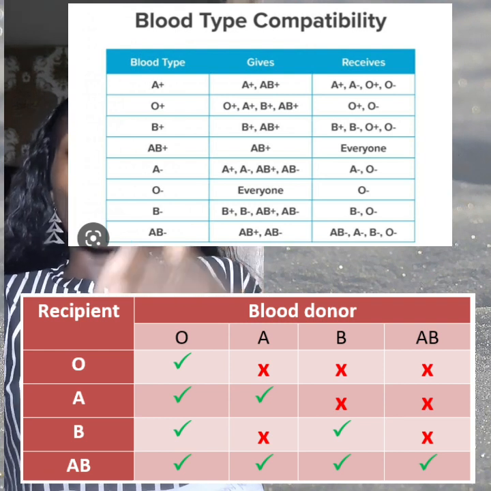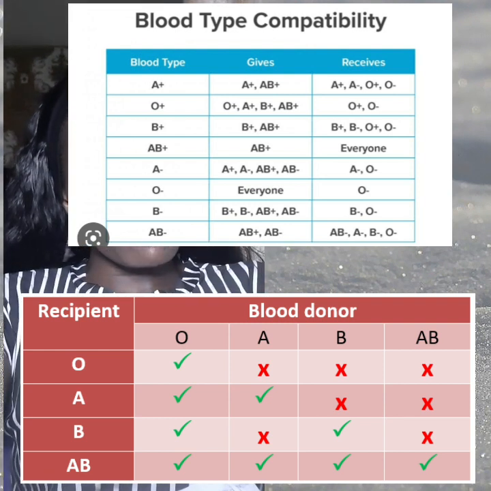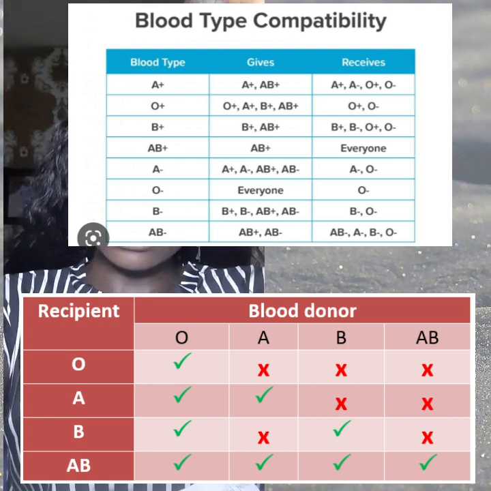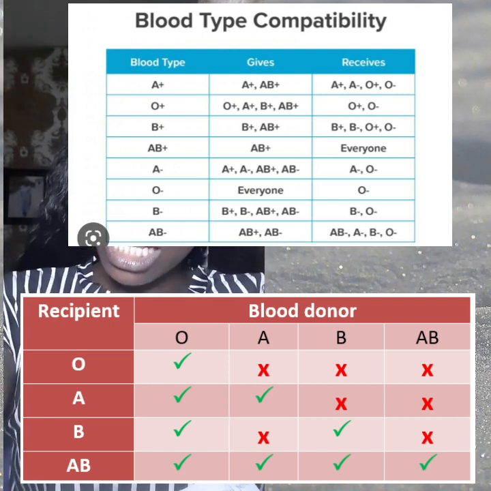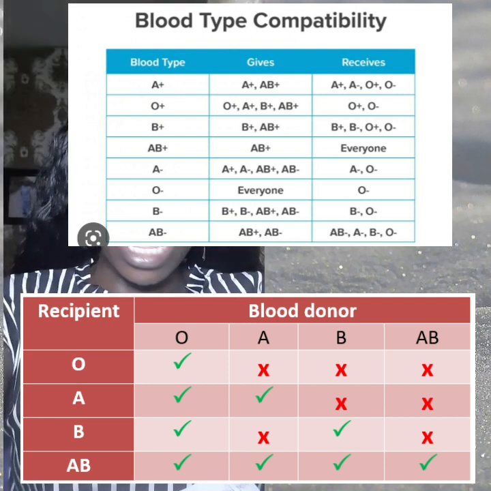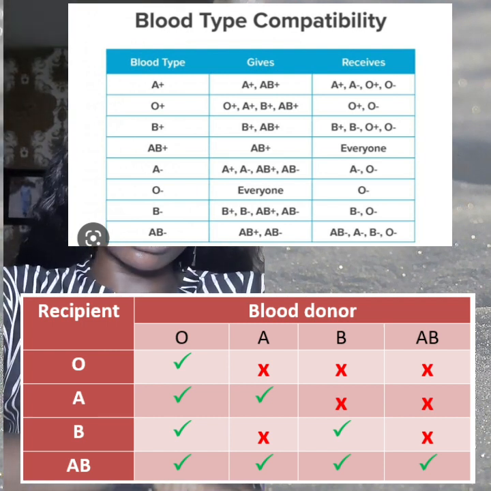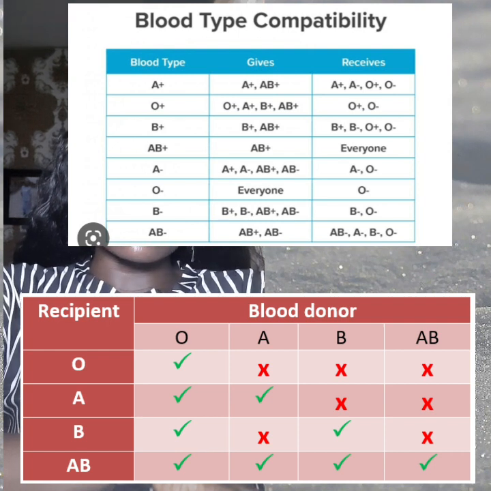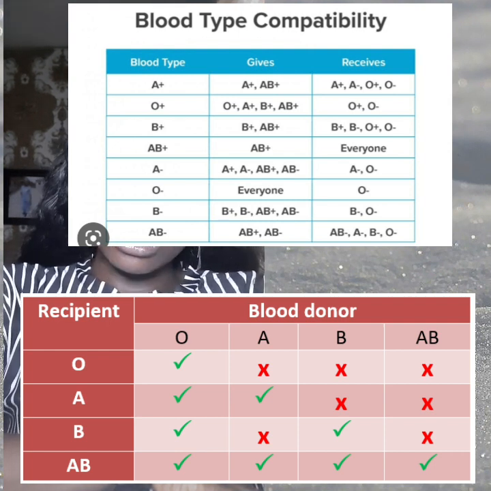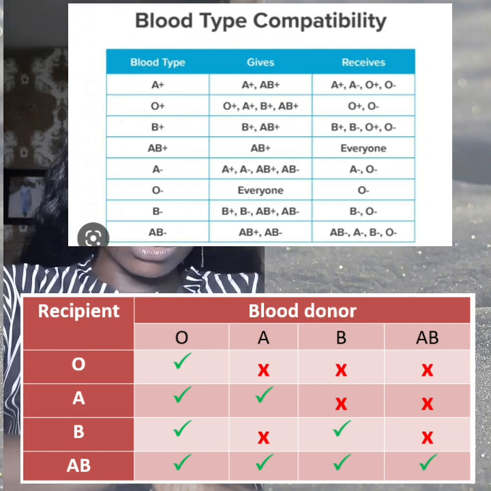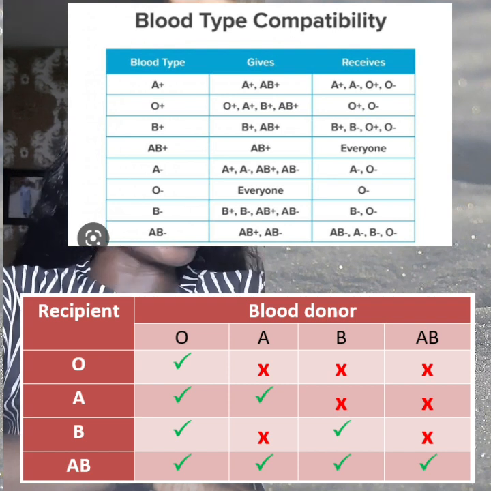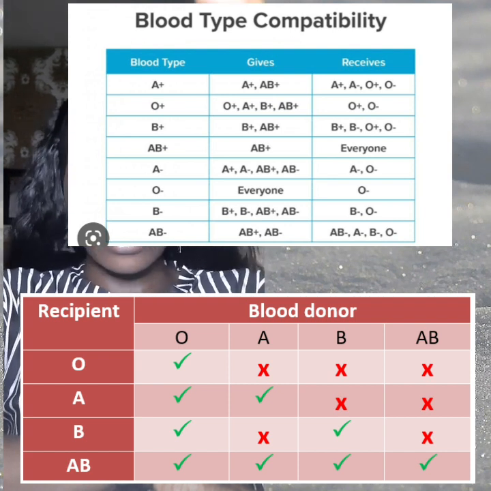All right, then talking about blood group AB. Blood group AB has antigen of A and B, and they also do not have any form of antibody. So who can they receive from? Of course, everybody. Blood group AB can receive from A, B, and blood group O, which is a universal donor. But who can they donate to? They can only donate to themselves, which is AB.